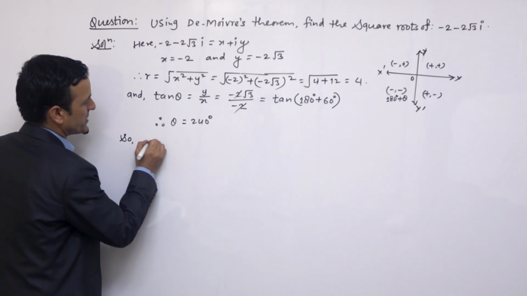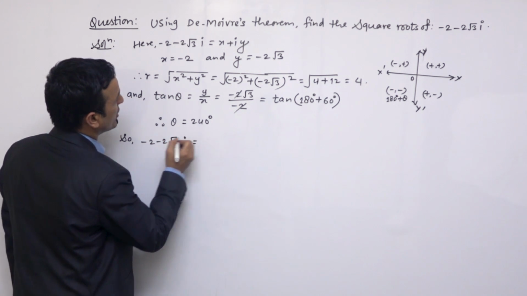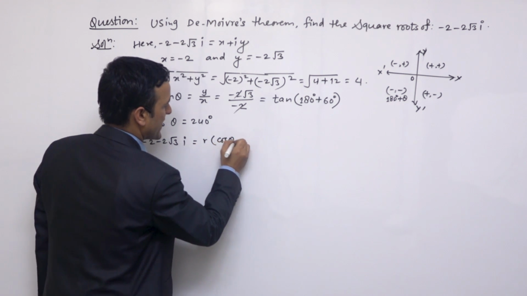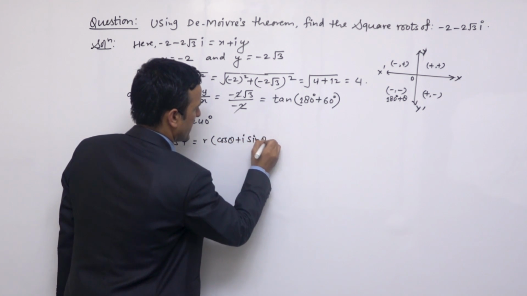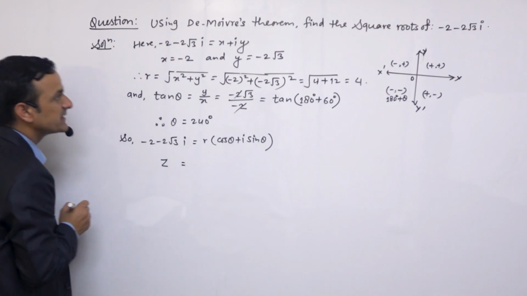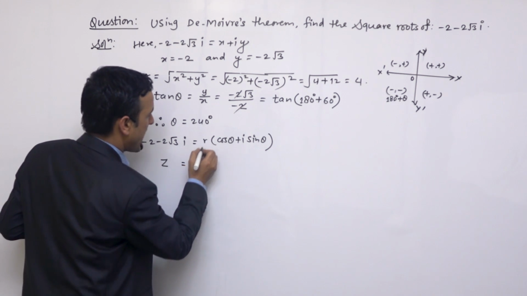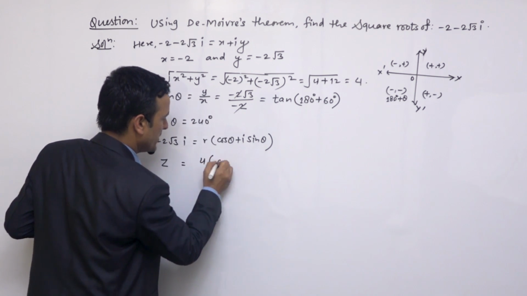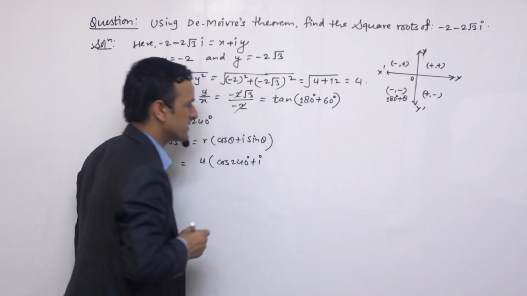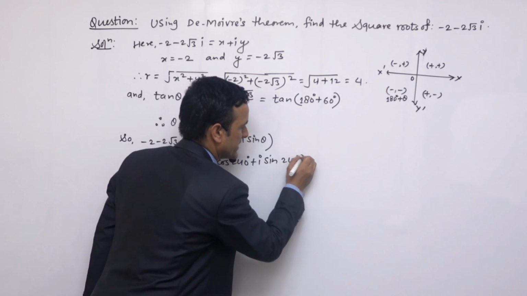So this question, -2 minus √3i, is equal to r cos theta plus i r sin theta. If we write this question as z, then what can we get? Here r is 4, cos theta is cos 240 degrees plus i sin 240 degrees.